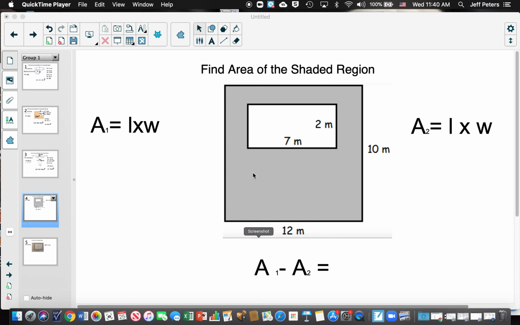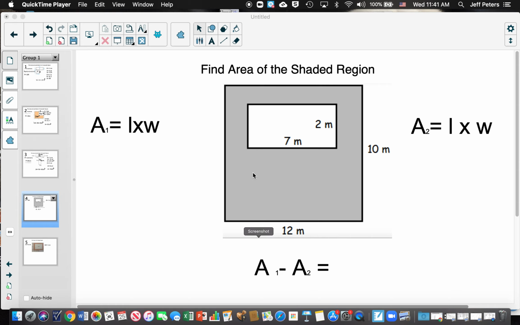Welcome to today's math lesson. We're going to be discussing finding the area of the shaded region of squares and rectangles. If you have not already done so, make sure you have your math journal and a pencil handy and take a second to copy down the picture on the screen. If you need extra time, you can pause the video.